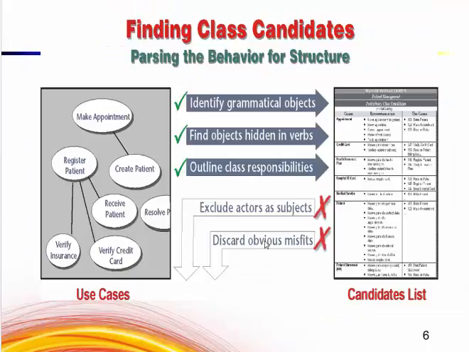This figure presents the overall process of finding class candidates. Please notice here, we'll use text templates of use cases for meanings. Based on the templates of use cases, you'll identify the grammatical objects and objects hidden in verbs as potential classes. The previous slide shows this step. Next, you will define classes in detail for outlining their responsibilities.